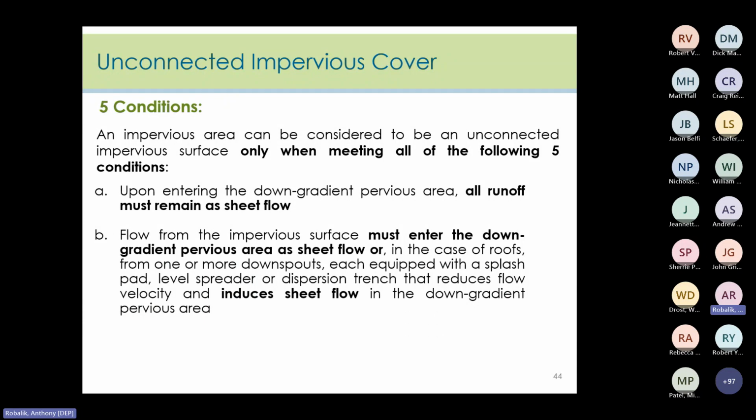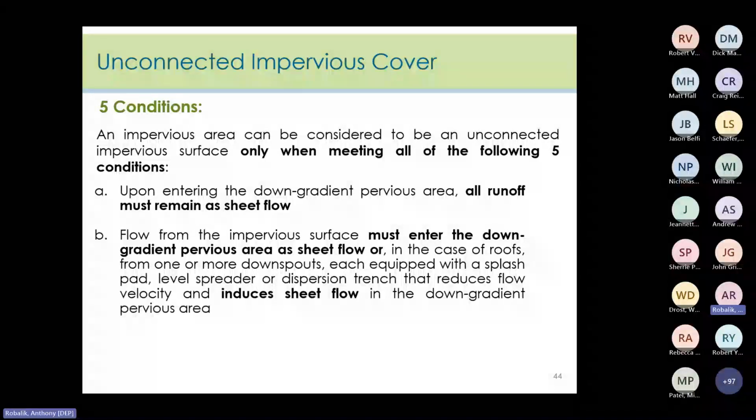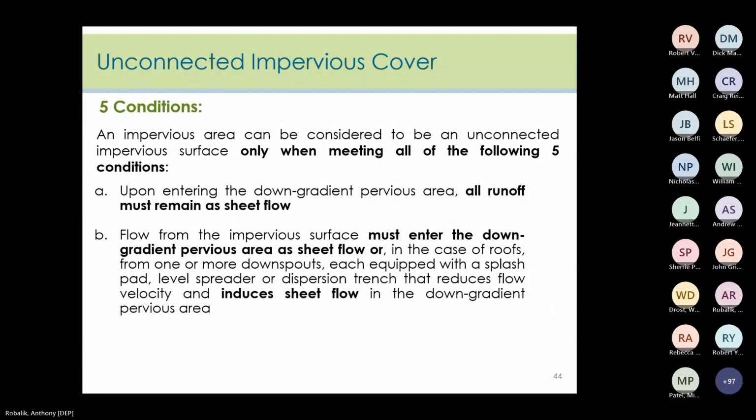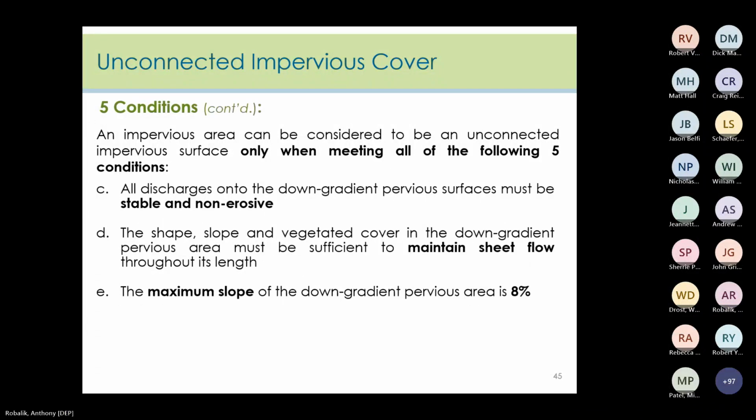So there are 5 conditions that must be met for an impervious area to be considered as an unconnected impervious surface. Here are the first 2 conditions, and it's basically saying that the runoff must enter the pervious area as sheet flow, and it must remain that way. And the other 3 conditions ensure stability and maintain the sheet flow. For this reason, there is a limit on the steepness of the slope to 8% in the down gradient pervious area.